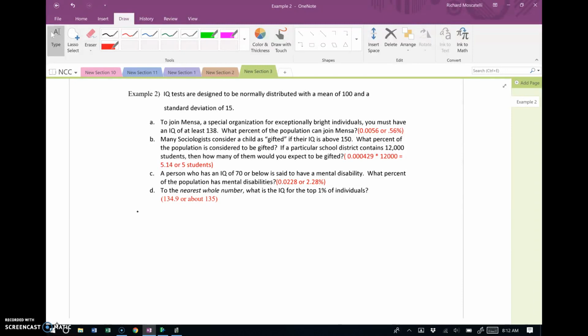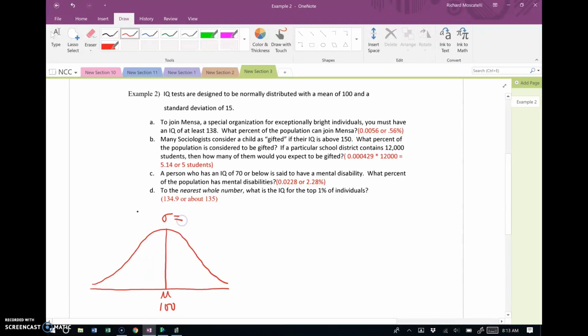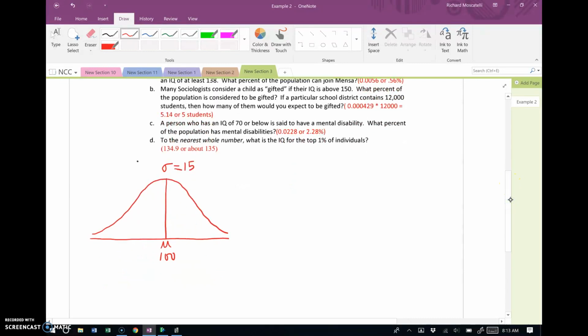It says IQ tests are designed to be normally distributed with a mean of 100 and a standard deviation of 15. All right, so that means that whenever we draw a bell curve, we're going to draw that with a mean of 100. And I like to put my standard deviation at the top over here because it keeps it out of the way. The textbook puts the mean and standard deviation right under one another. All right, so let's give a look at letter A.